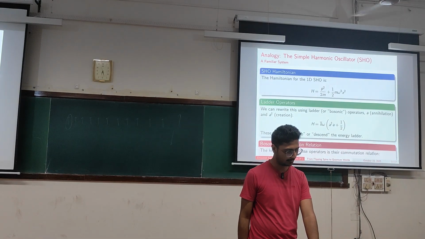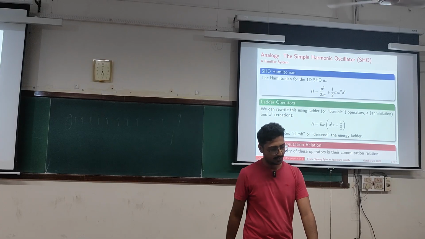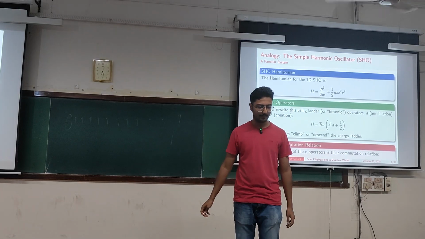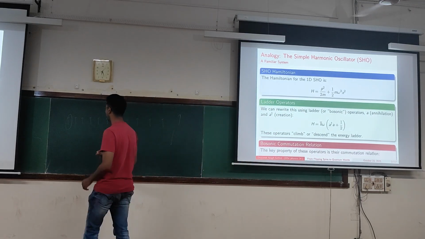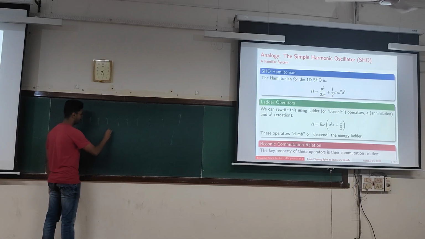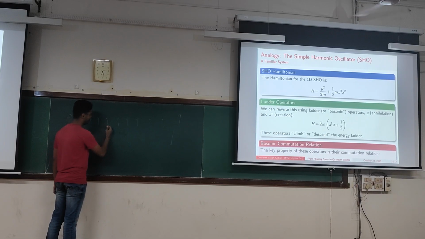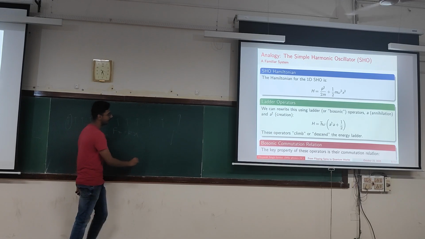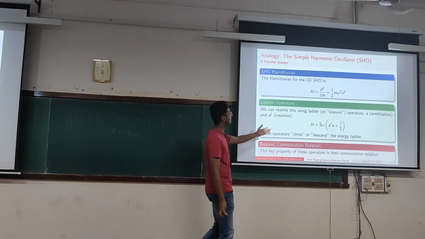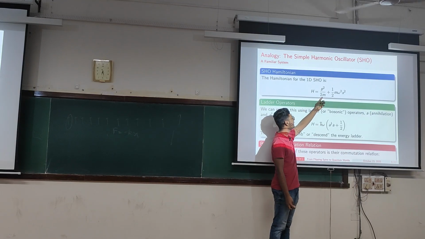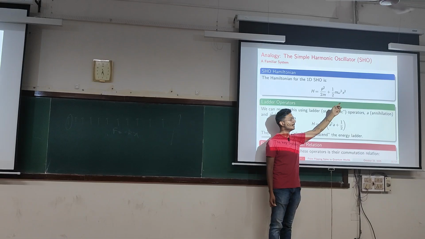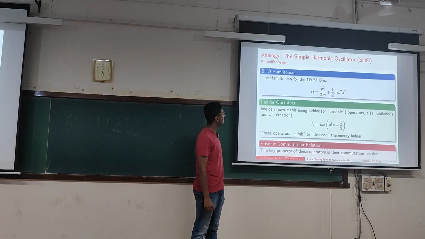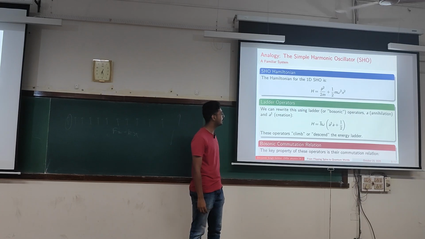Before I talk about spin, I just want to talk about the harmonic oscillator first. We all know the classical harmonic oscillator, right? p square plus x square. In the quantum world we can write the Hamiltonian as kinetic energy plus potential energy. So this is the Hamiltonian for the harmonic oscillator.